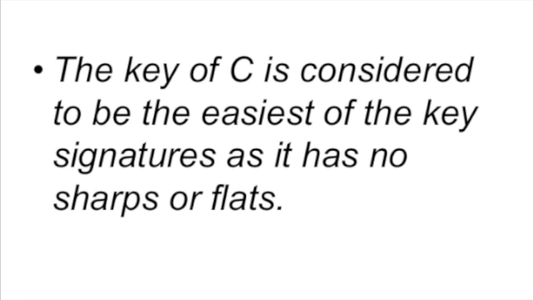So if we start off nice and simple and talk about the major scale in the key of C. Now, the key of C is considered to be the easiest of all the key signatures, as it has no sharps and flats. So what I'm going to do now is play a C major scale from one C to another, covering 1 octave. So I'm going to play from C to B and then its octave note of C again. A C major scale sounds like this.